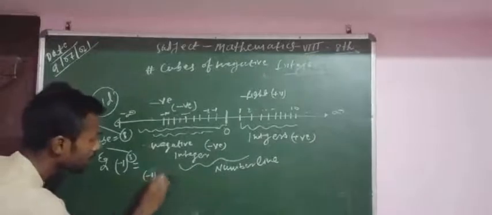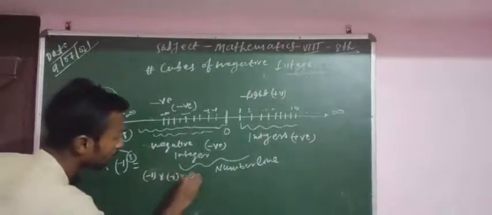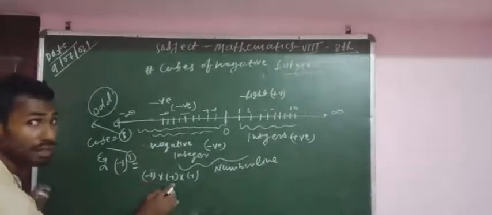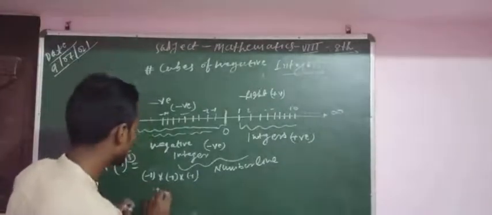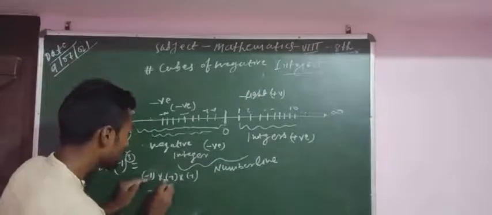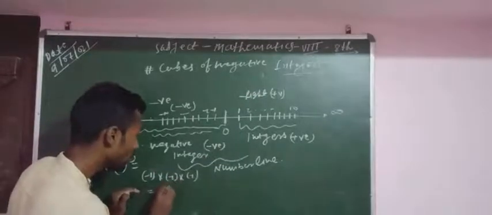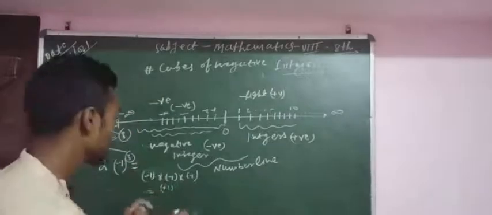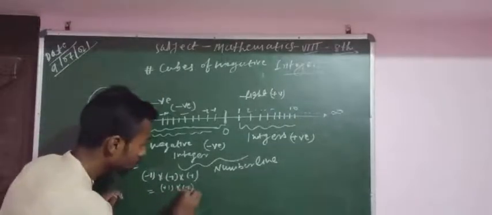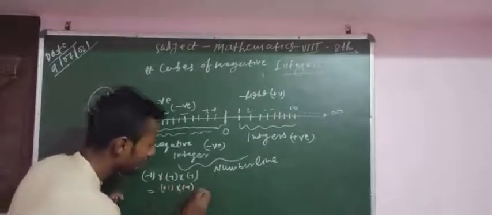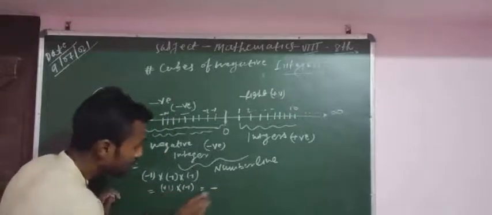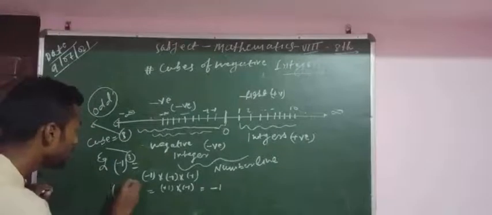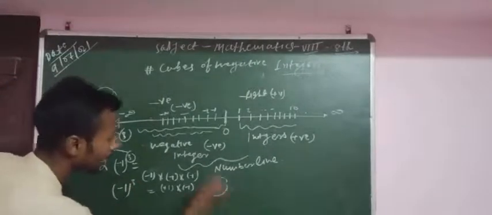Minus 1 into minus 1 into minus 1. That means minus 1 cubed can be written as minus 1 into minus 1 into minus 1. Minus into minus is plus, and 1 into 1 is 1. The plus sign is not written. Then plus into minus 1 gives minus, and 1 into 1 equals 1. So minus 1 to the power 3 is minus 1.